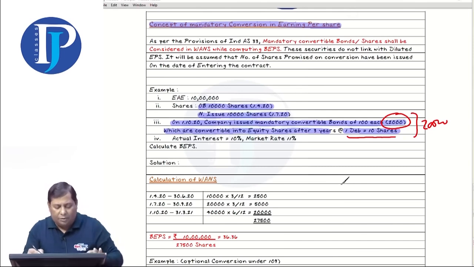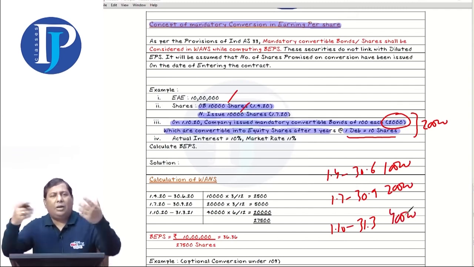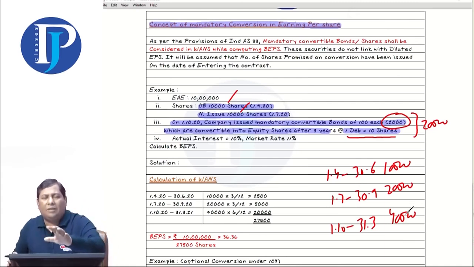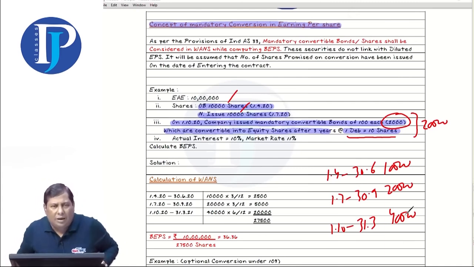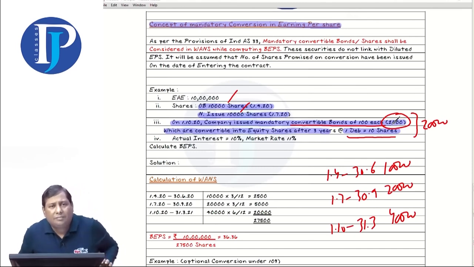So consider this in basic EPS from 1st April to 30th June, and from 1st July to 30th September, and from 1st October to 31st March, there are 10,000 shares. Here this has become 20,000 and then 40,000 here, right? It is not connected with diluted EPS. Mandatory convertible shares are not included in the diluted EPS. As soon as you issue the bonds, start taking them in basic EPS by converting them into shares, and you don't have to think of the mandatory conversion.